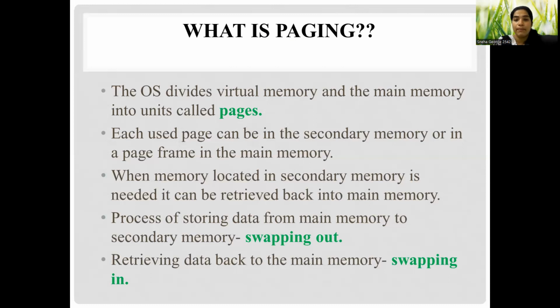When memory located in the secondary memory is needed, it can be retrieved back into the main memory. The process of storing data from main memory to secondary memory is called swapping out, and retrieving data back to the main memory is called swapping in. So you have understood what a page is, what a page fault is, what a hit is, and what swapping out and swapping in are.